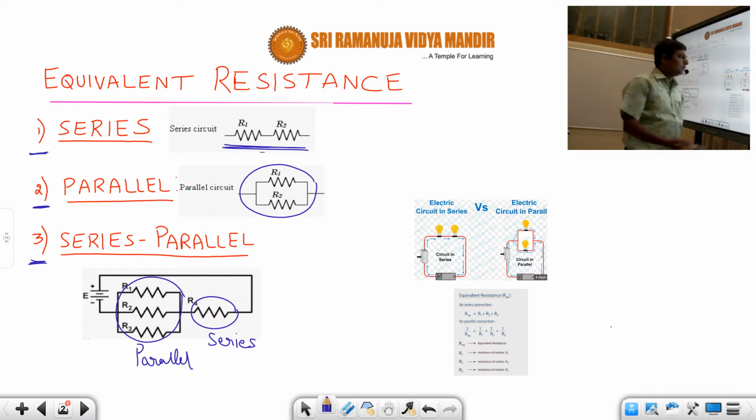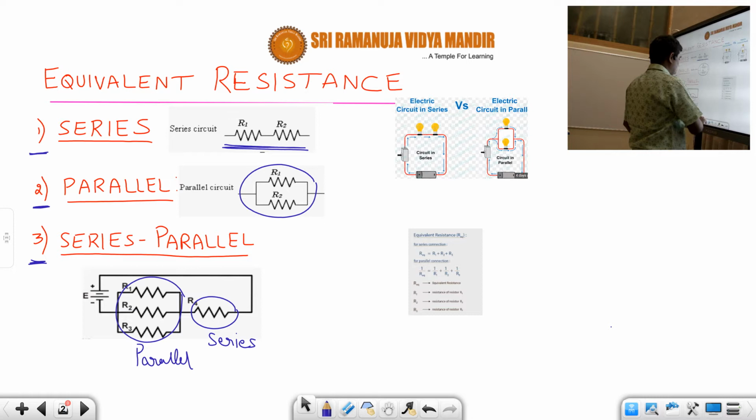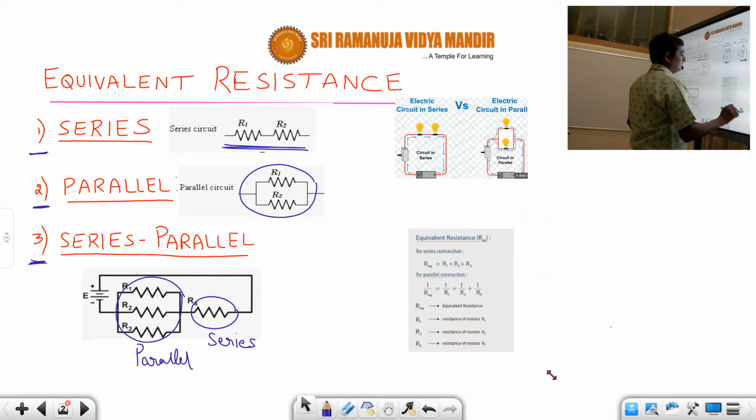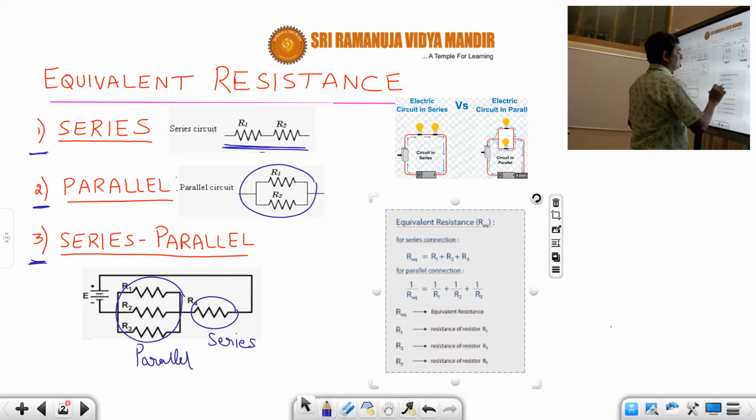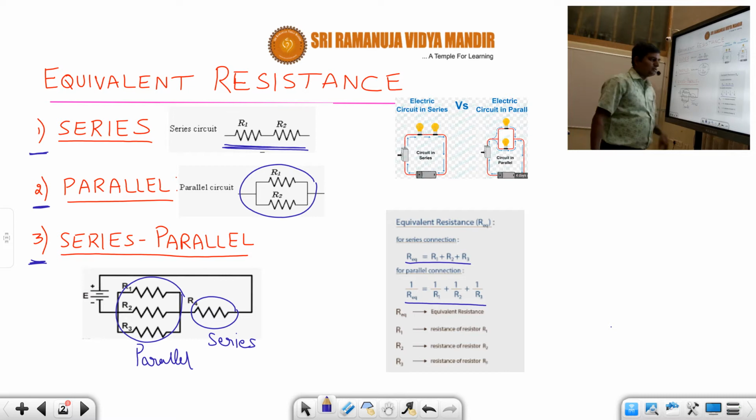Okay, students. I hope all of you know the basic formula for the equivalent resistance. The basic formula for the equivalent resistance in a series connection is R1 plus R2 plus R3. And if they are in parallel, 1 by R equivalent equals 1 by R1 plus 1 by R2 plus 1 by R3.